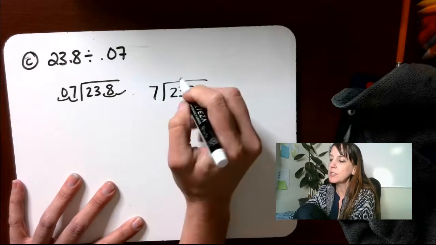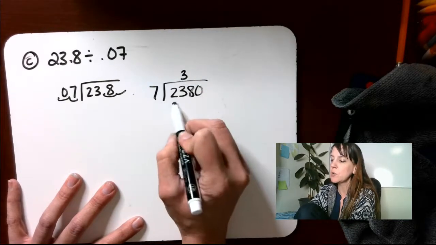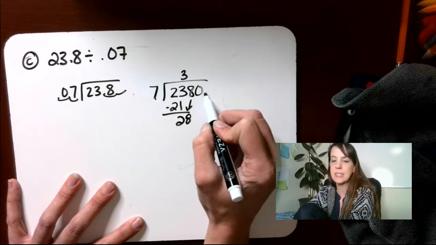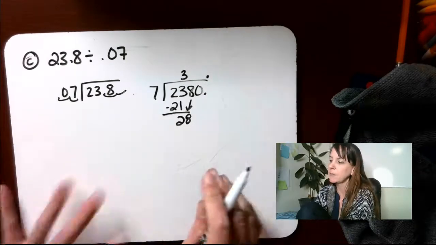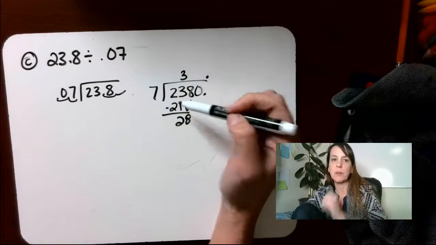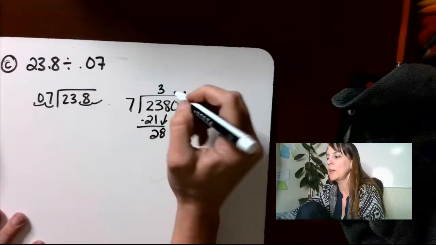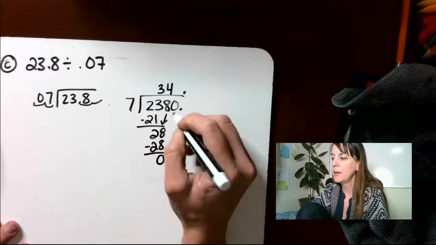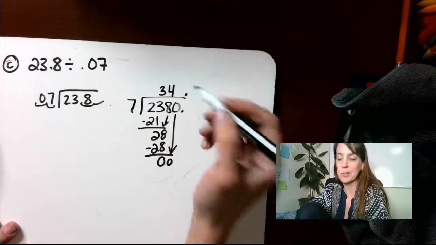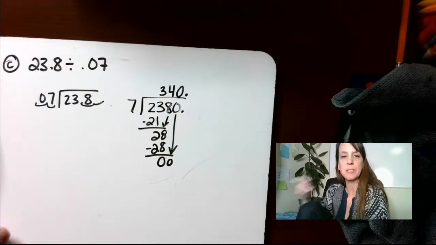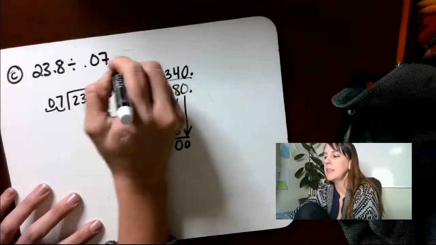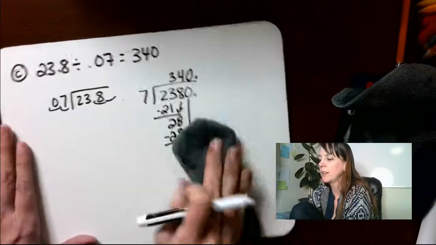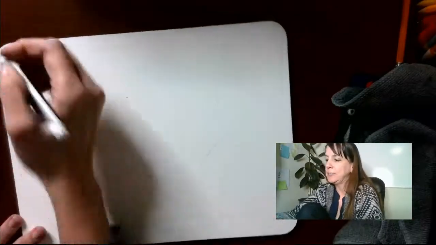So 7 goes into 23 3 times. 3 times 7 is 21. 2, bring down an 8. And remember, the decimal's here, so let's boost that up to here. And that's why it's really important that you line up what you're doing. So 7 goes into 28 4 times. 4 times 7 is 28. Bring down a 0. 7 goes into 0 0 times, and I definitely have to have that there, so I have that placeholder. So all this is 340.